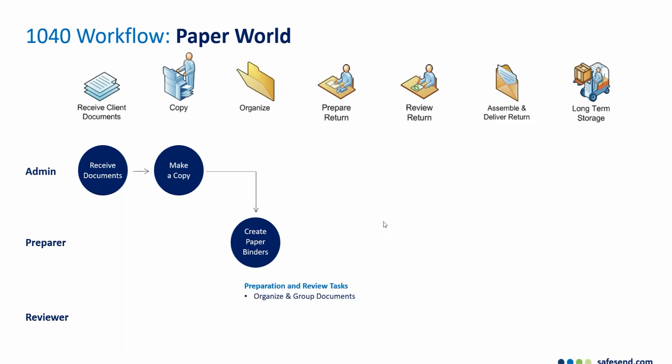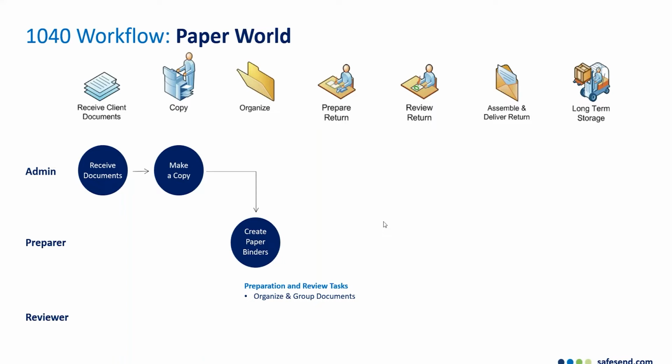All right, so the first part of that is to organize and group documents together. For example, take your W-2s, group them together, create a tab called Wages. Take your 1099s, group them together, create a tab called Interest. Take your 1099 dividends, group them together, create a tab called Dividends, and so on and so forth.